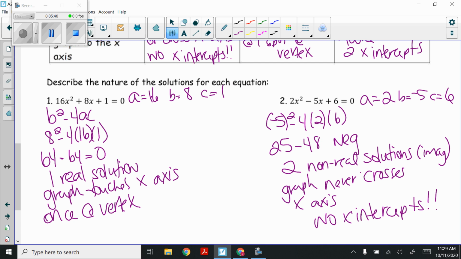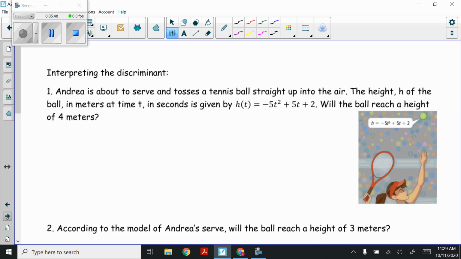All right, let's look to see how this can be helpful in word problems. So, interpreting the discriminant. Number 1: Andrea is about to serve and tosses a tennis ball straight up into the air. The height h of the ball in meters at time t in seconds is given by h of t equals negative 5t squared plus 5t plus 2. Will the ball reach a height of 4 meters? Notice it doesn't ask me at what time the ball reaches a height of 4 meters. It's not asking me to solve the equation. It's asking me, does the ball reach a height of 4 meters? So I can look at the discriminant and figure out whether it is positive, negative, or 0, and figure out how many solutions this would have.